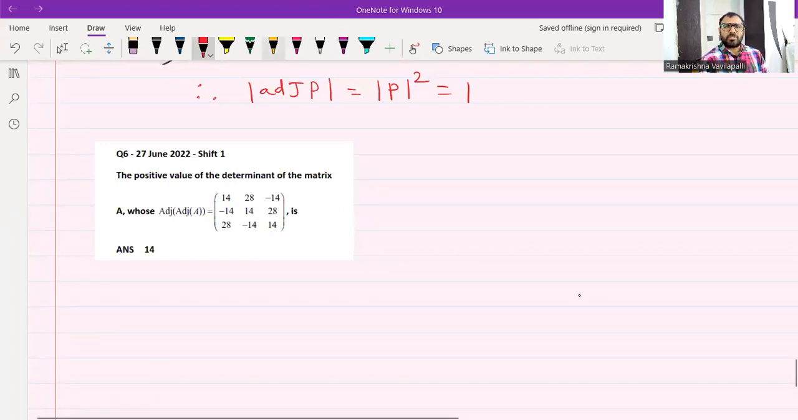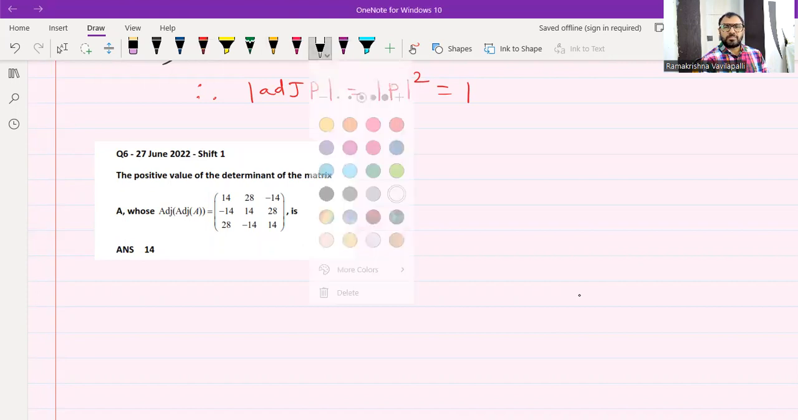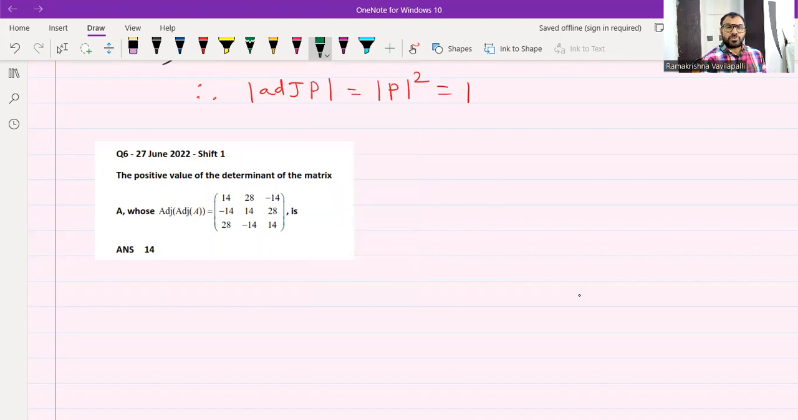So here is a question that was asked in June 2022. Find the positive value of the determinant of matrix A whose adjoint of A is given. The question is asked in the reverse direction. In the previous questions they had given the determinant of A and asked for the determinant of adjoint of A. But here they have given the matrix adjoint of A and they are asking what is the positive value of determinant of A.